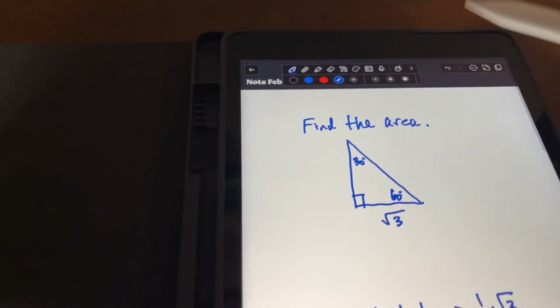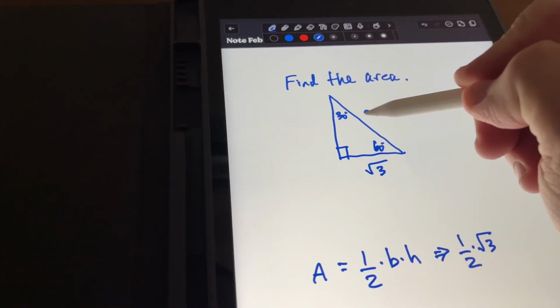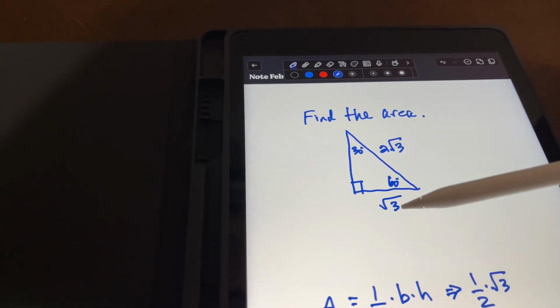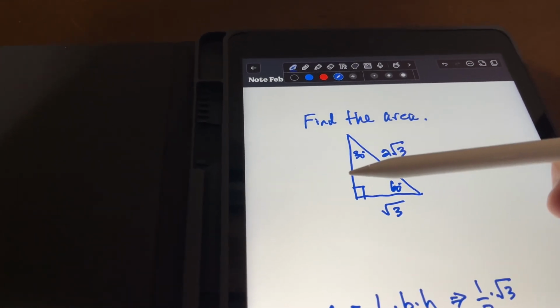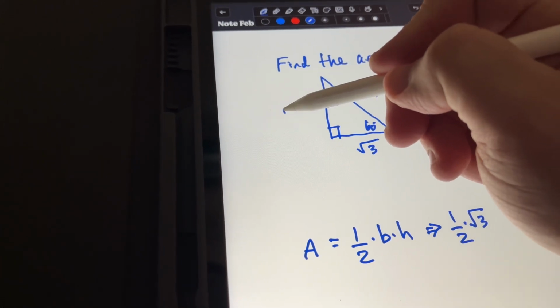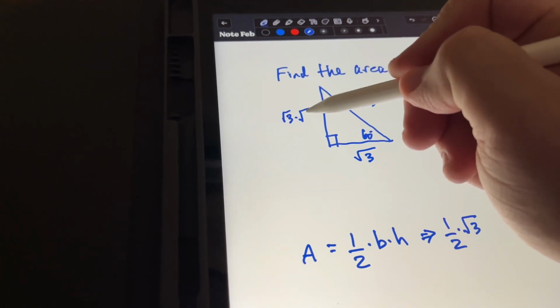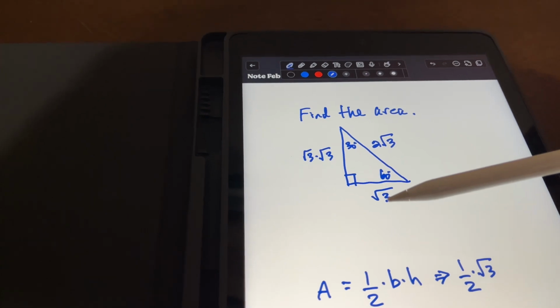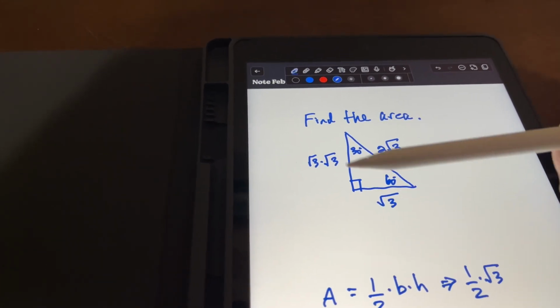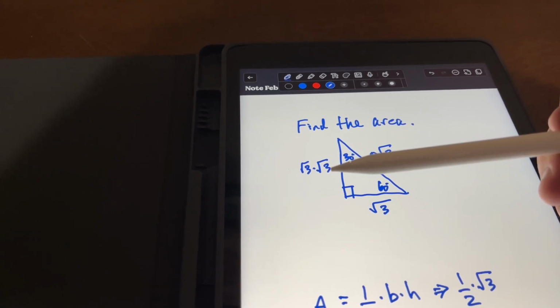Because now I could fill this in. I know that this is 2 times the square root of 3 because this hypotenuse is always 2 times that. And I know that this side right here is the shortest side times the square root of 3. Well, it just so happens that the shortest side is the square root of 3. So the shortest side times the square root of 3 looks like that.